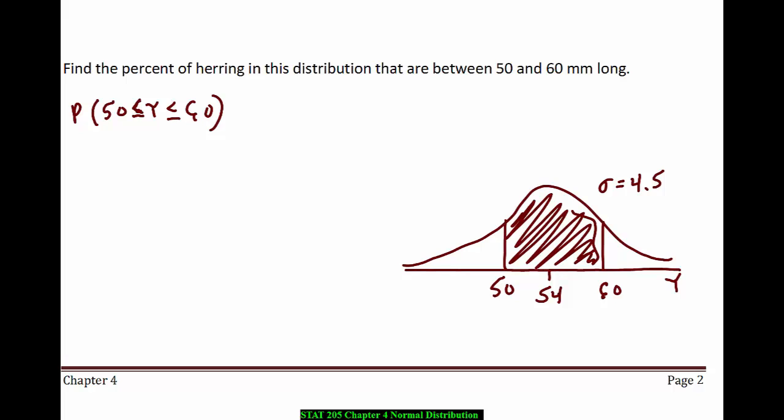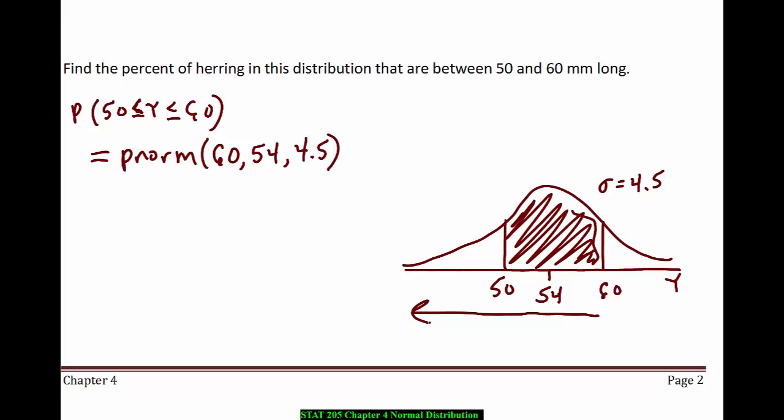All right, so if we want to do this, we could use pnorm of 60 with a mean of 54 and a standard deviation of 4.5. And what would that give us? That would give us everything to the left of 60. So that's going to give us all this area under the curve all the way down there, right? So what can we do to only keep the area between 50 and 60?